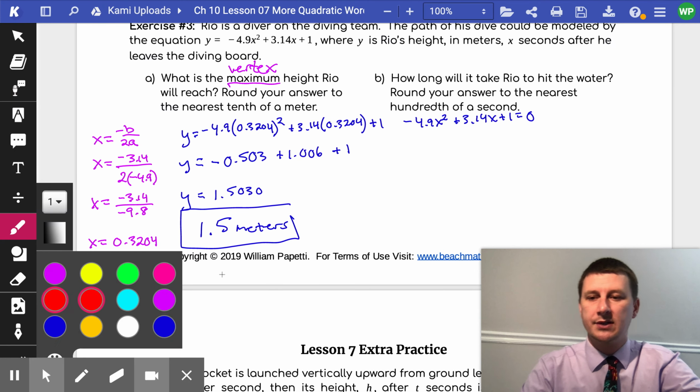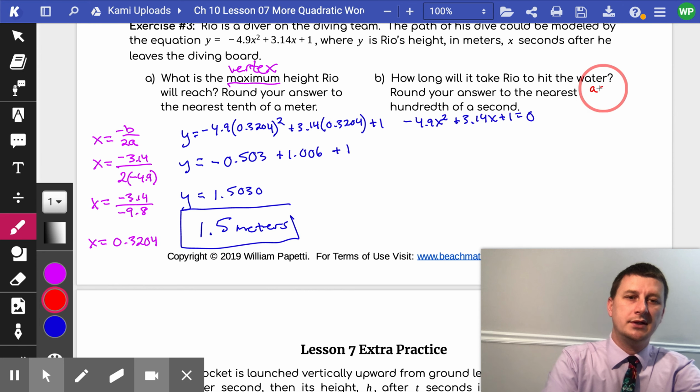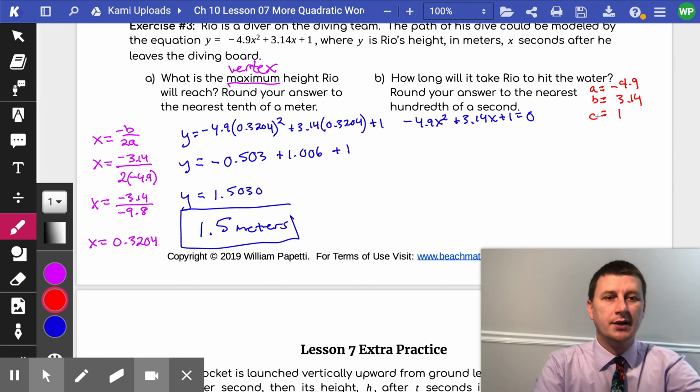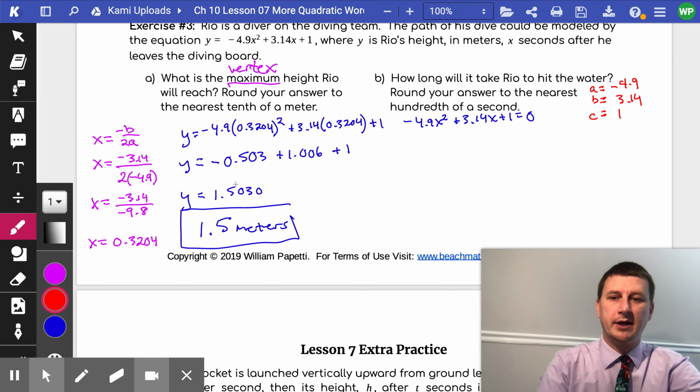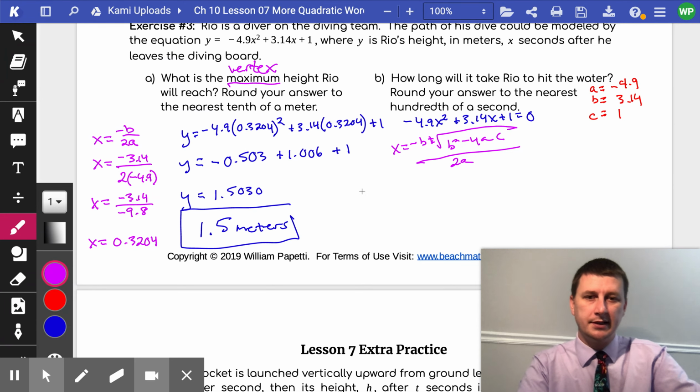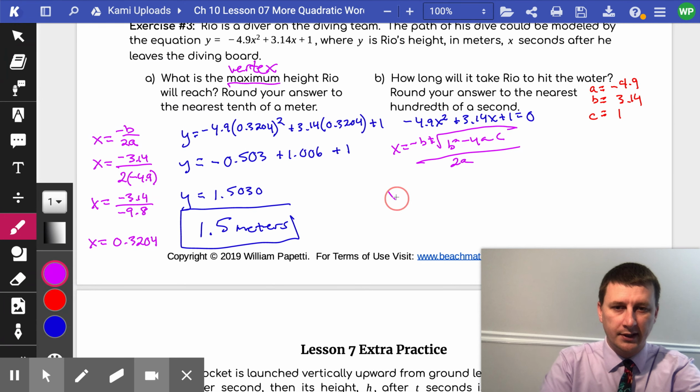And I believe the easiest way to go about figuring this out would be to use our quadratic formula, which will involve me having to know my a value is negative 4.9, my b value is 3.14, and my c value is 1. So now I know that, I'm going to substitute into my quadratic formula, which is x is equal to negative b plus or minus the square root of b squared minus 4ac, all divided by 2a. That's so messy, and I do apologize.